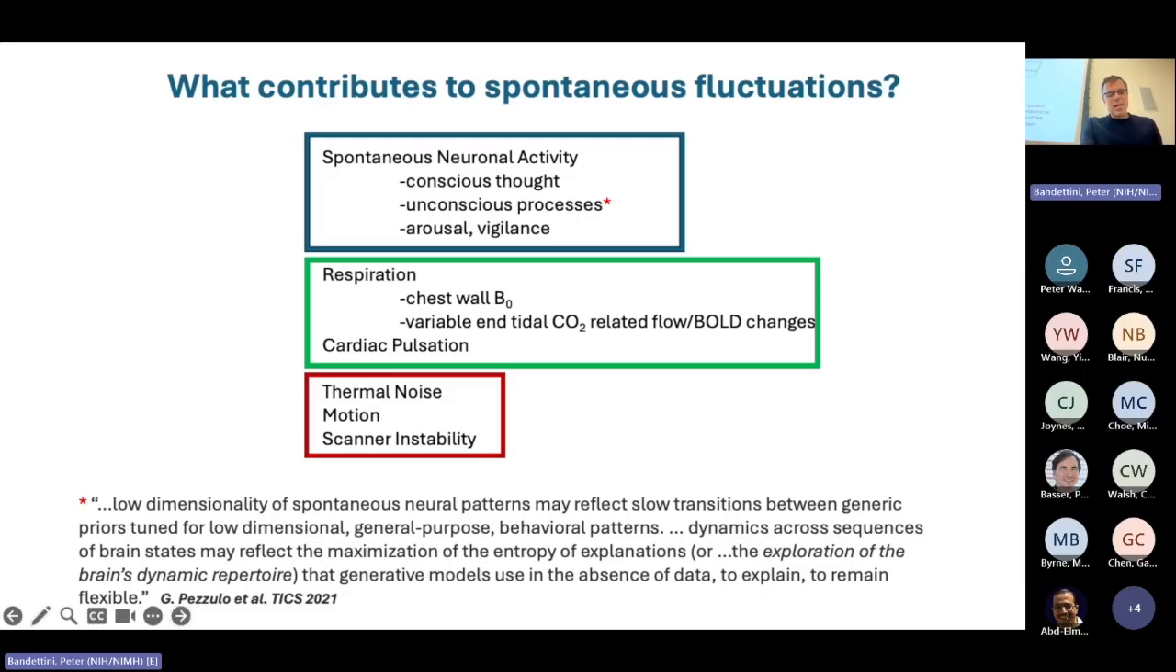And I just want to pause for a second. There's a beautiful paper by Pizzullo. This basically says that the low dimensionality of spontaneous neural patterns may reflect slow transitions between generic priors tuned for low dimensional, general purpose behavioral patterns, and dynamics across sequences of brain states that may reflect a maximization of entropy of explanations. So basically, the exploration of the brain's dynamic repertoire generates models in the absence of data, to explain and remain flexible.